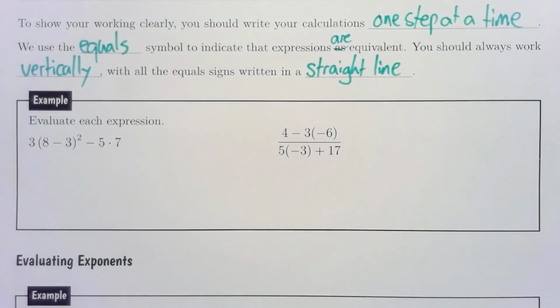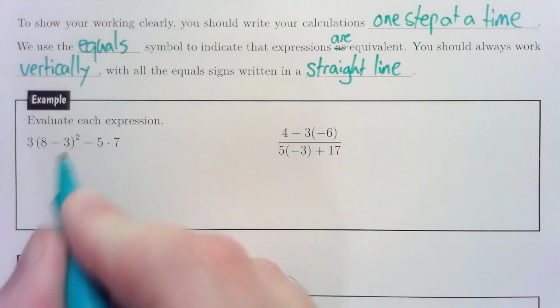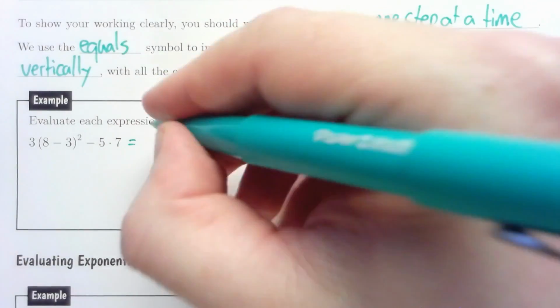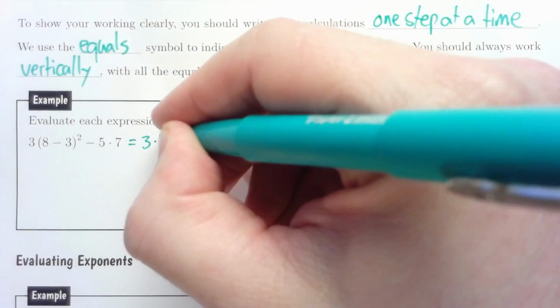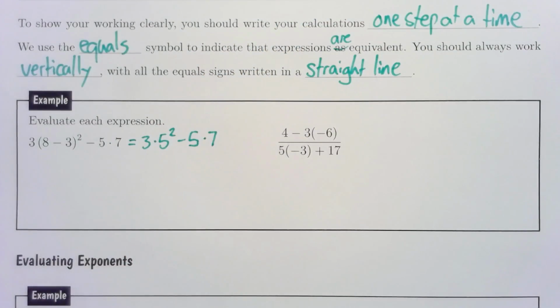So for this expression here, let's work through the order of operations to decide what to do first. Our first letter is G for grouping symbols, and we notice we have some parentheses here. So that tells us we need to evaluate this first. 8 subtract 3 is 5. So what I'm going to do is write out the entire expression again, but replacing those parentheses with the value that they evaluated to, 5.